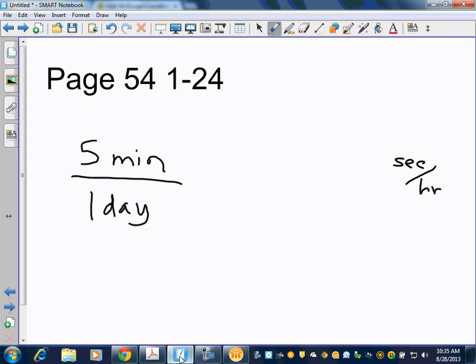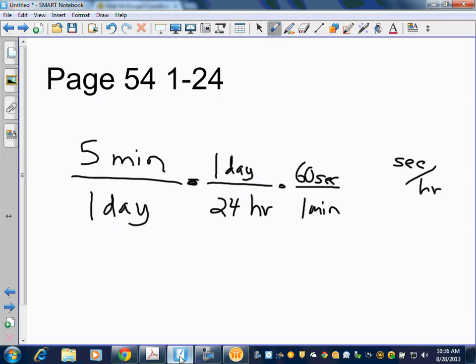The first thing I need to do is change my days to hours. So because it's on bottom, I need to put 1 day on top so that can cancel out. And 1 day is 24 hours. So I got a 24 hours on top. And then I notice I need to change the minutes to seconds. So 1 minute is 60 seconds. So now, what I have, I can cancel some stuff out here. I can cancel out days out. I can cancel out minutes. And then what I end up with is 300 seconds over 24 hours.